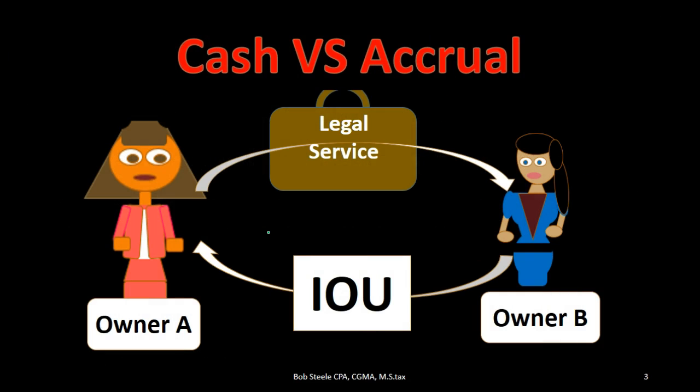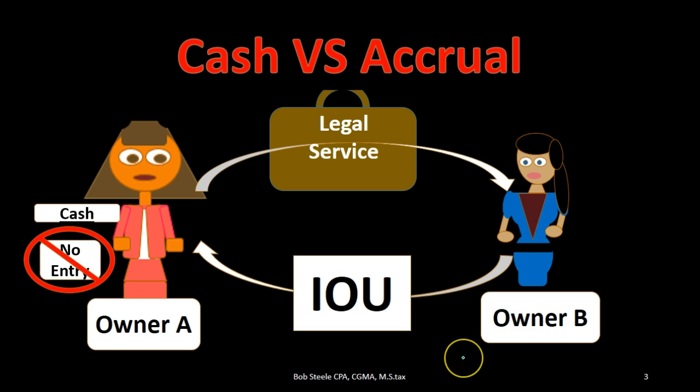So if we look at an example, we have owner A over here and owner B. Owner A is providing legal services to owner B. No cash is changing hands, however. Basically, an invoice has been sent, so the work has been done, but no cash has changed hands. So if we compare and contrast a cash basis and an accrual basis, under a cash basis, as of this point in time, even though work has been done, there is no entry recorded because the cash has not been received.